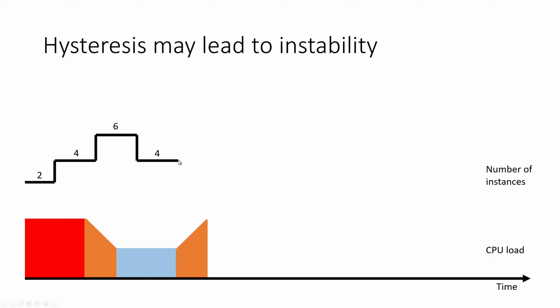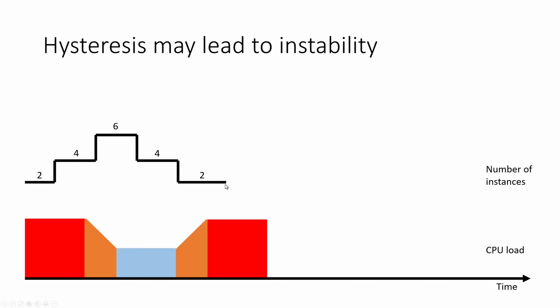But if the autoscaler checks the state of the system at this point in time, it will see that the utilization has increased a little bit, but not a lot, so not enough. So it might decide to remove 2 additional instances. So now I have 2 instances and the CPU load will keep increasing because now I have very few instances.